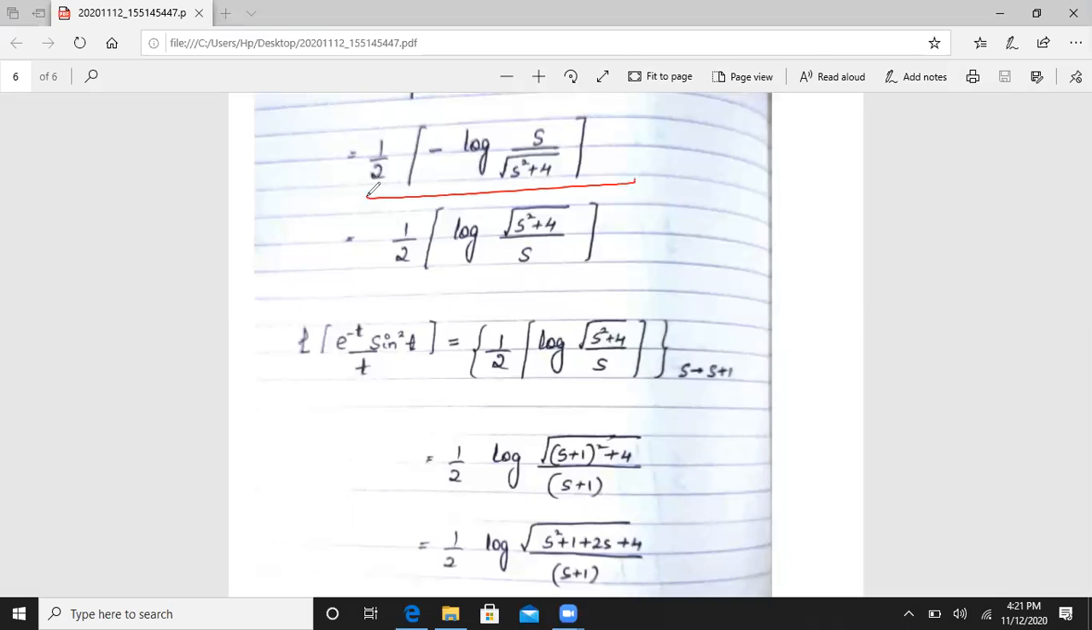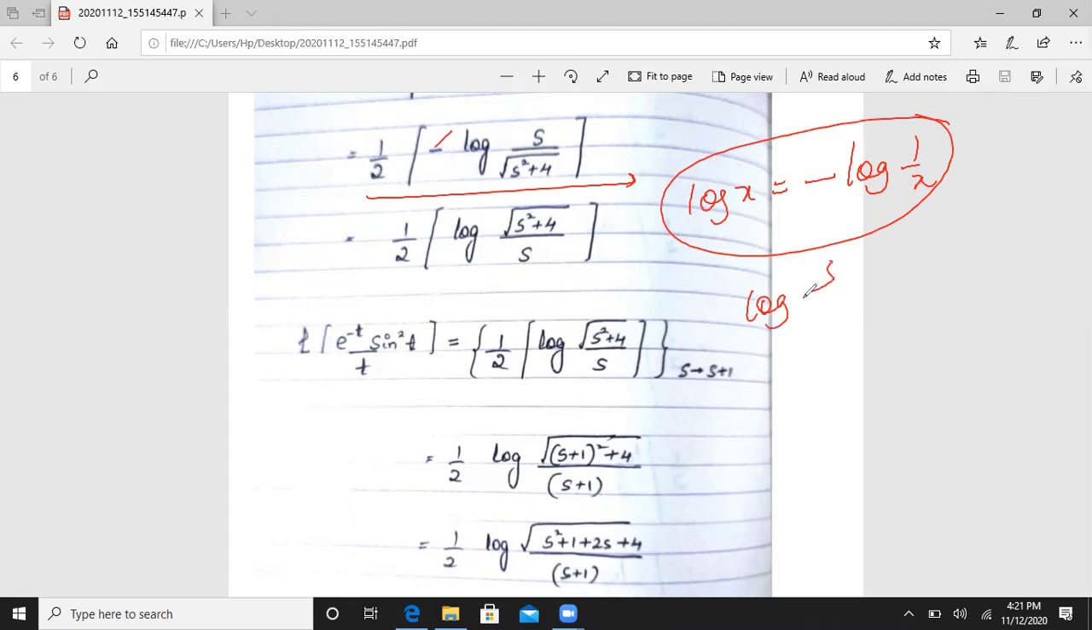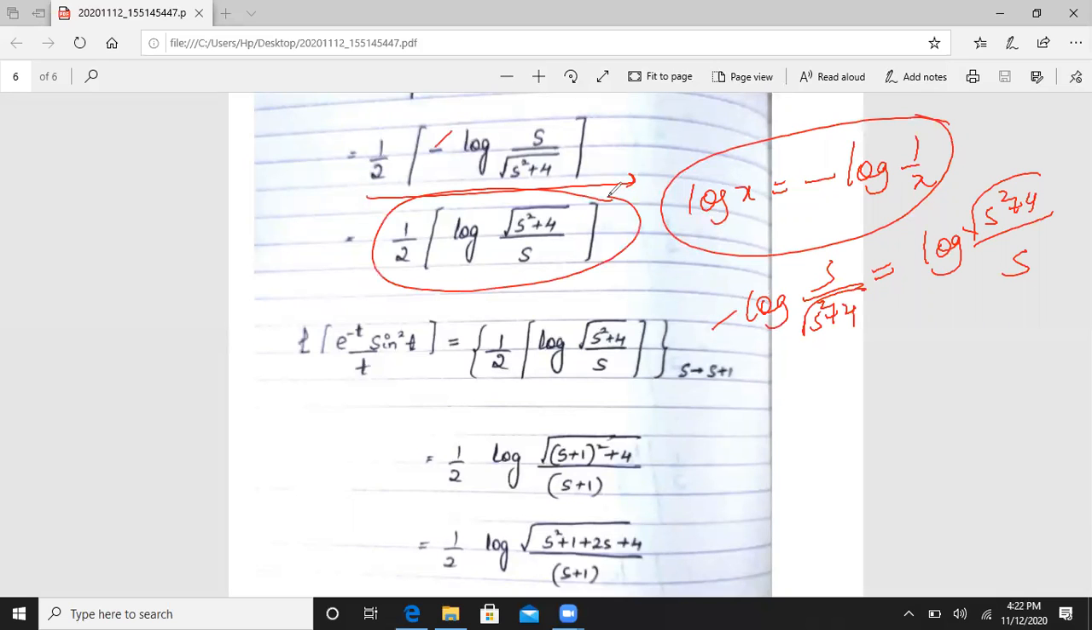So now this function we will write as, you guys already know, log of x is equals to minus log of 1 by x. So we want to remove this minus sign, that is log of s divided by under root s square plus 4. So this function we will write as the positive term, log of under root s square plus 4 divided by s. Okay, this is your Laplace transformation of sin square t by t value.